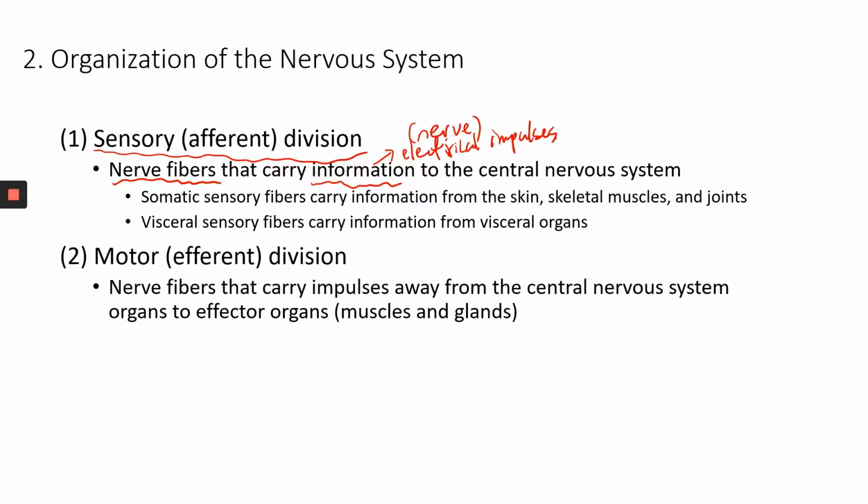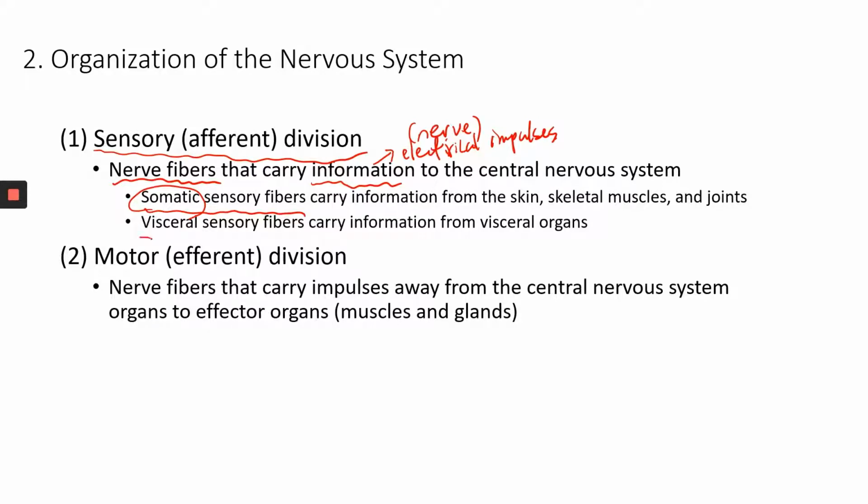All right, now somatic sensory fibers. So more specifically, we have somatic sensory fibers. They will carry information from skin, from skeletal muscles, from your joints, from your ligaments, from your tendons into the central nervous system. Okay. All right. Now, usually when you see somatic, that means it's something that you can consciously control, and usually it's related to the structures in the skeletal system and the muscular system.